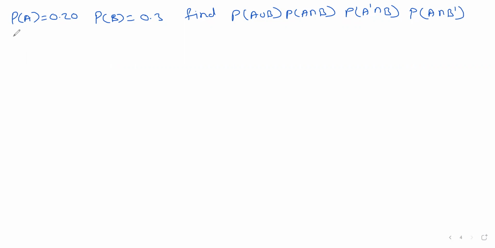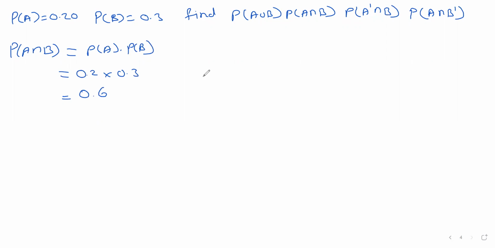तो आप क्या करोगे यहाँ पे? You will simply use the independent के formulas because they have only given you A and B. So I'll first find A intersection B, that is P of A into P of B. It is 0.2 into 0.3. Your answer is 0.6. Then they want P of A union B.